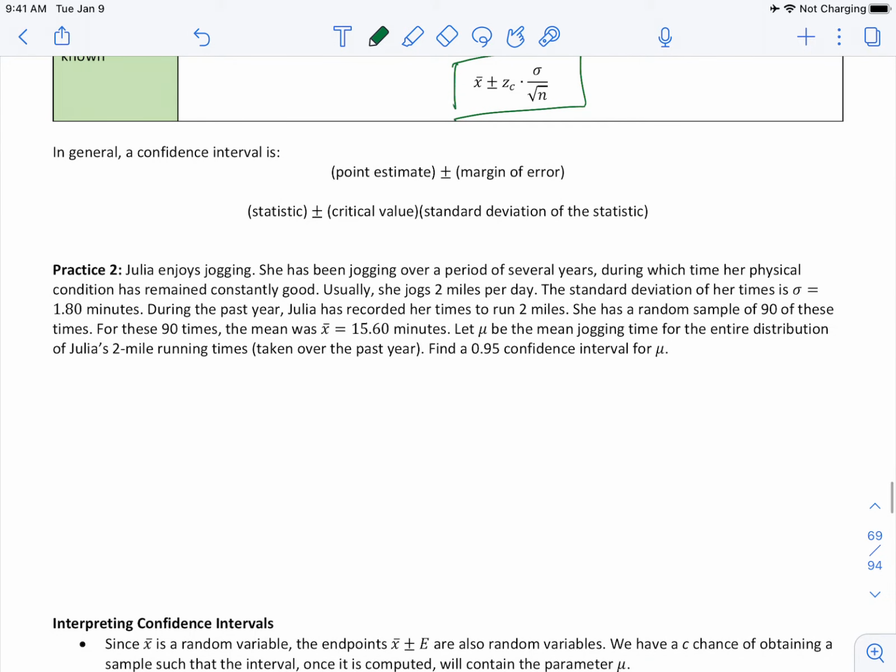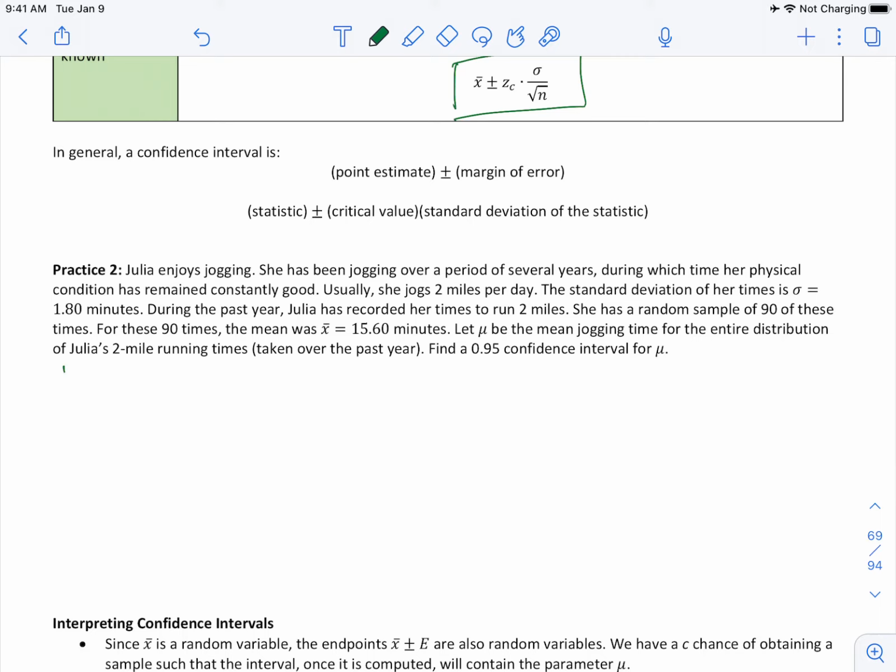Julia enjoys jogging. She's been jogging over a period of several years, during which time her physical condition has remained consistently good. Usually she jogs 2 miles per day. The standard deviation of her times is sigma equals 1.80 minutes. During the past year, Julia has recorded her times to run 2 miles. She has a random sample of 90 of these times. For these 90 times, the mean was X bar equals 15.60 minutes. Let mu be the mean jogging time for the entire distribution of Julia's 2-mile running times taken over the past year. Find a 0.95 or 95% confidence interval for mu.